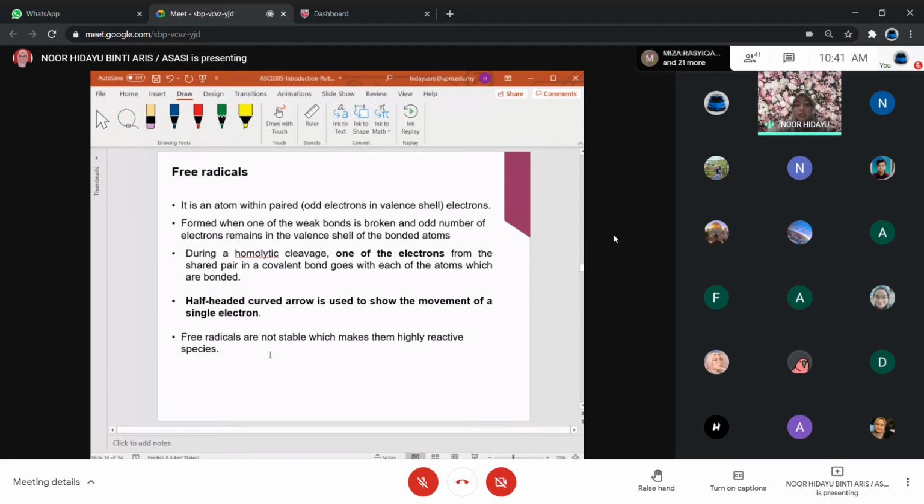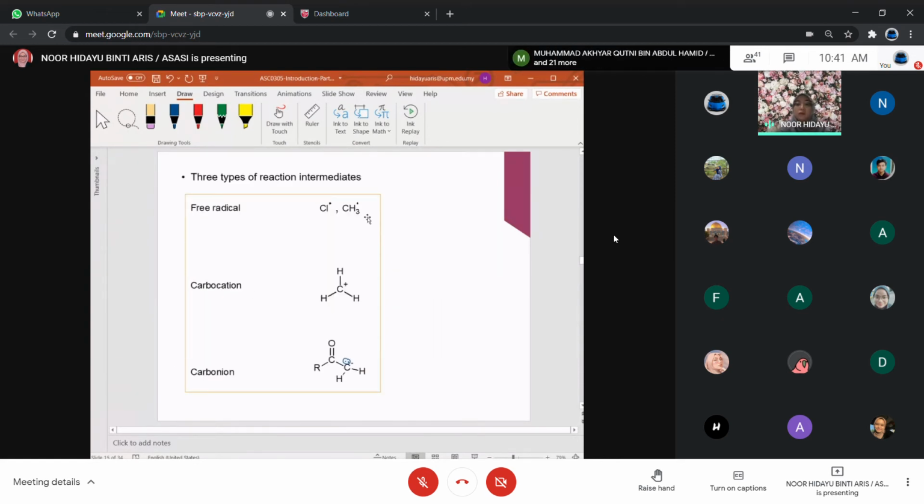Okay, free radical are not stable, so which make them highly reactive species. So sangat reaktif, apa berlaku reaction ni akan keep on going, undergo a reaction. So kita kena stop dulu, baru reaction tu akan terminate. Okay.